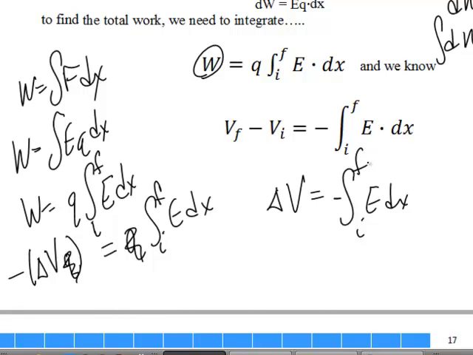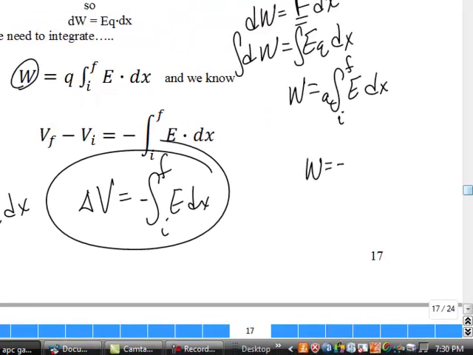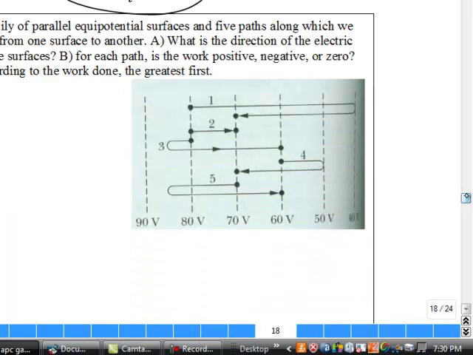There will be times that you will have to apply this integral, and this is the format that will enable you to do so, and you'll see that as we work some free response problems. Again, if we move from infinity to a certain point, our initial voltage will be at infinity, and so that value will be 0. And so our potential is the negative integral of E dot dx.